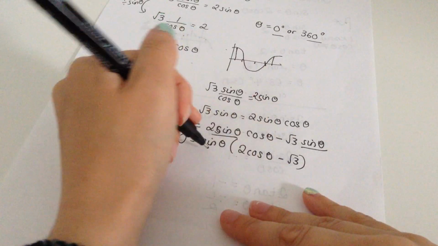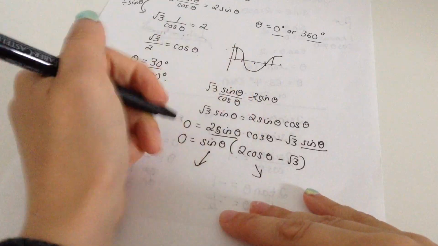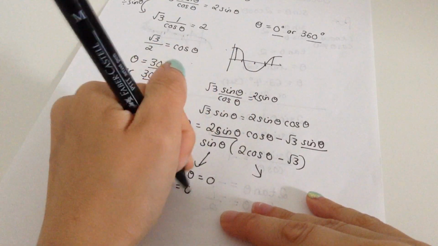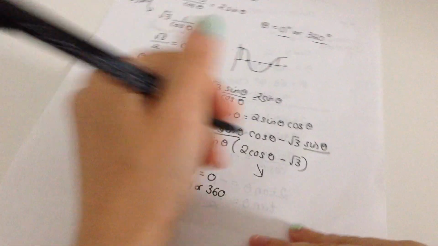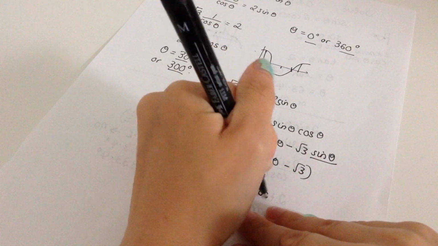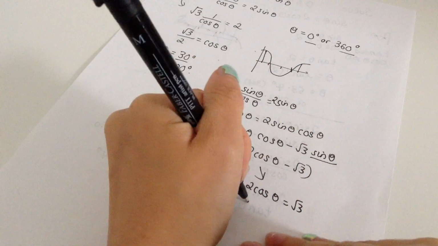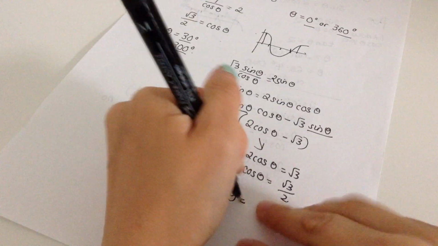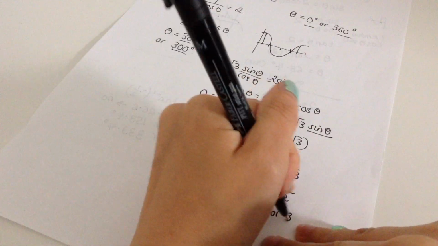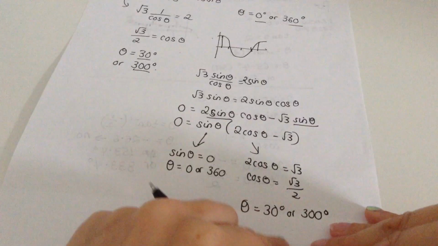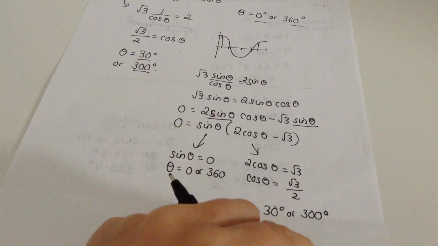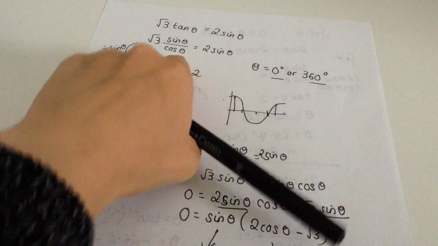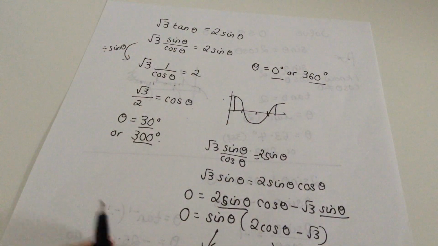So then you can see we actually have two solutions. We have that sine theta equals 0, in which case theta equals 0 or 360. Or we have that 2 cos theta equals root 3, in which case cos theta equals root 3 over 2, so theta is 30 or 300. Yeah, that's the correct way of doing it. That's how I should have done it, and I apologise. I guess I was just taking a shortcut.